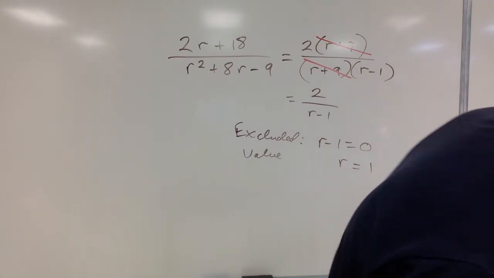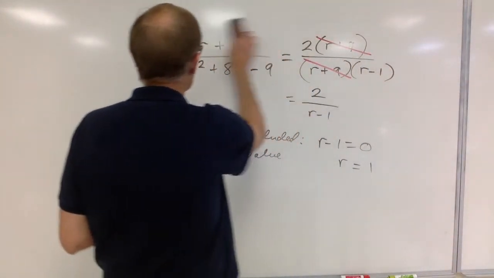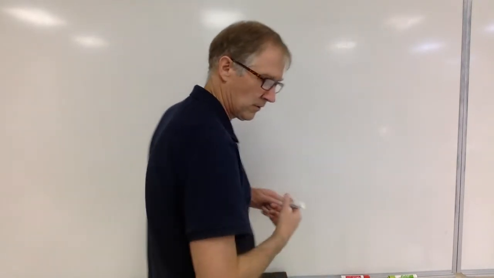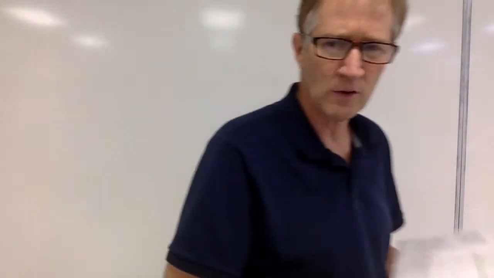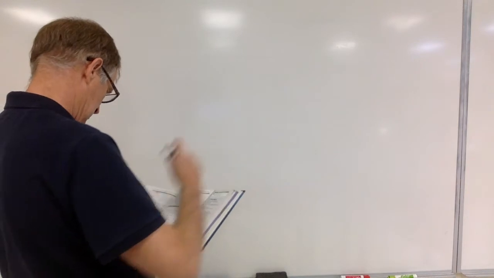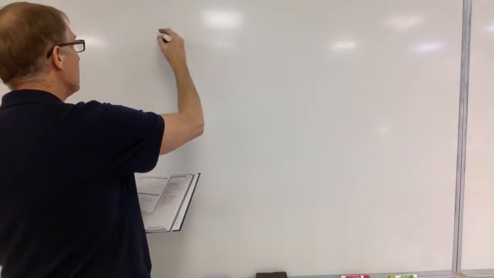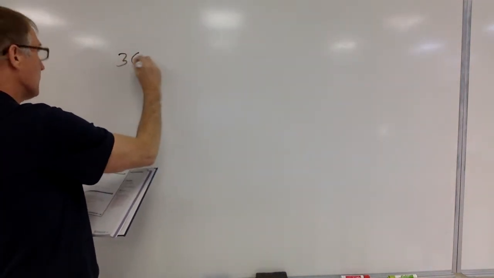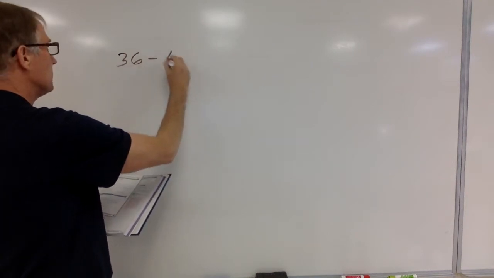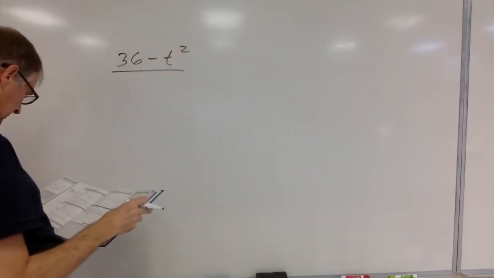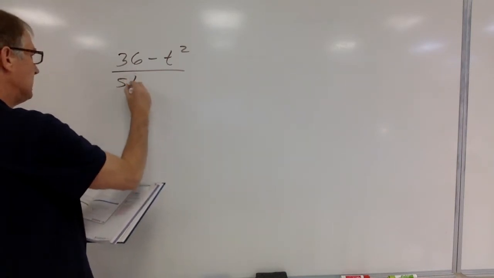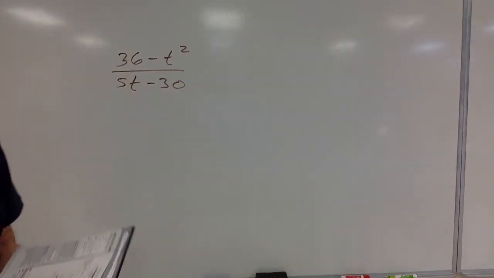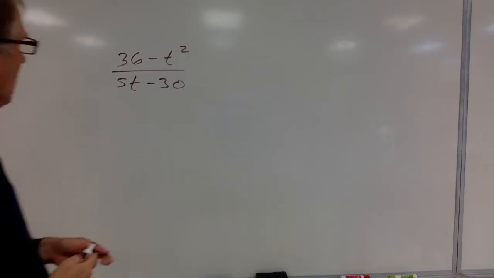This is a little more challenging, and you'll see why. This is some good algebra, though, folks. It uses a lot of the stuff we've been doing all semester. So let's look at 36 minus t squared over 5t minus 30. I'm still on page 692. If there's a greatest common factor, factor it out.